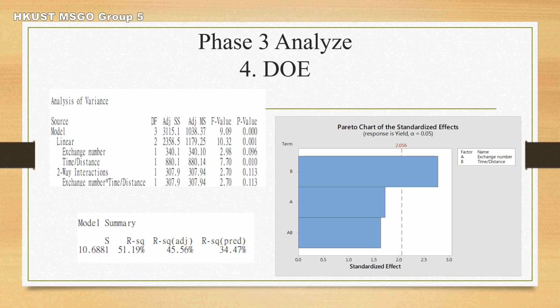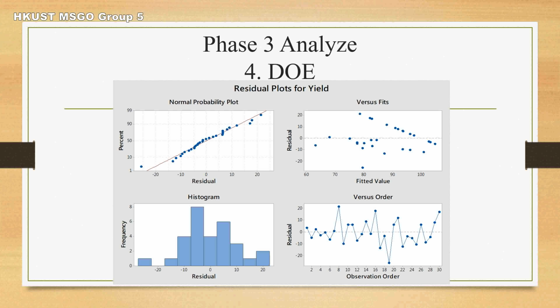However, based on our model, we could see the R-square is only 45%, which means only 45% of variation of response could be explained by the factors. According to the residue plots, the frequency of residue in the histogram approaches the normal distribution, so the model is close to fitness.